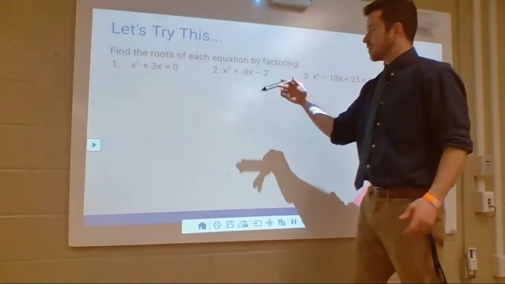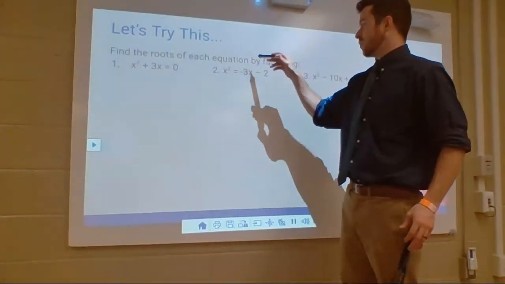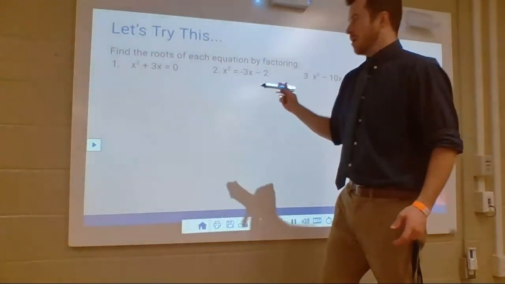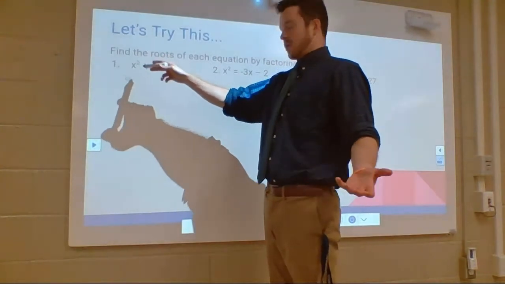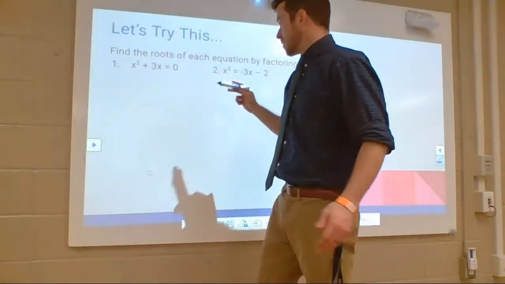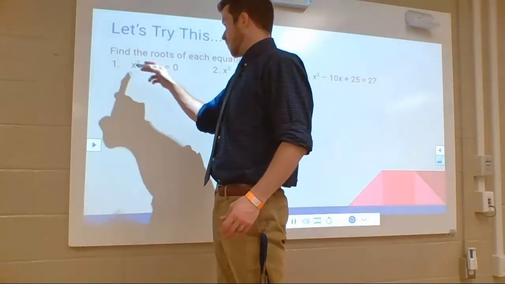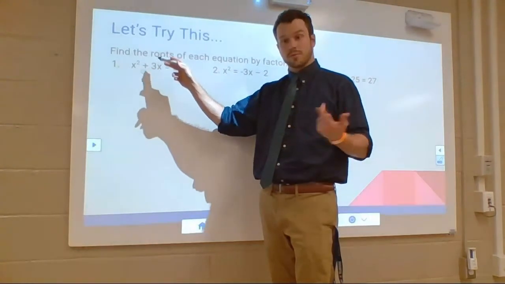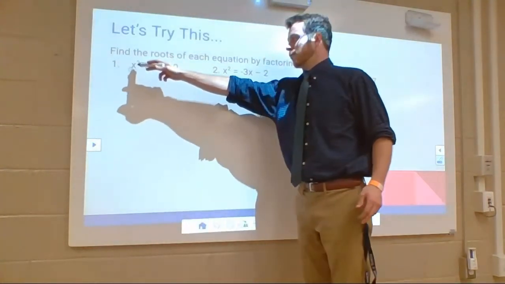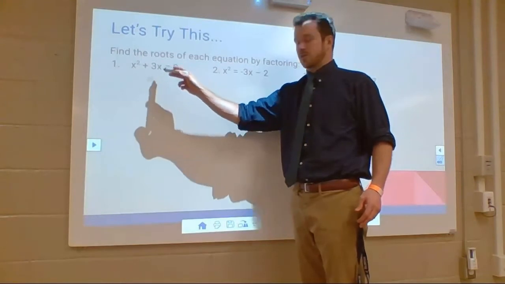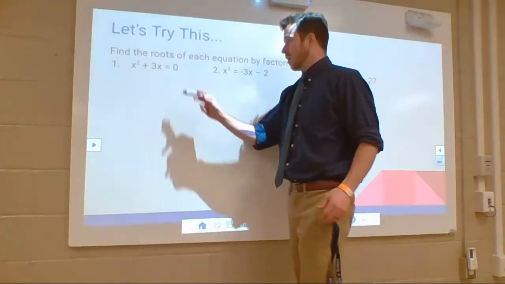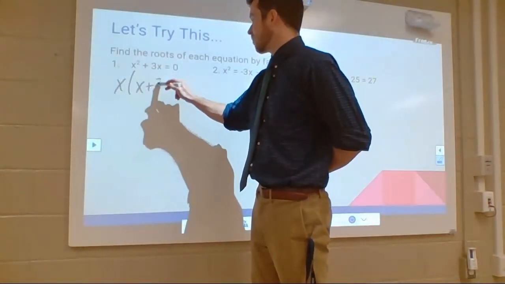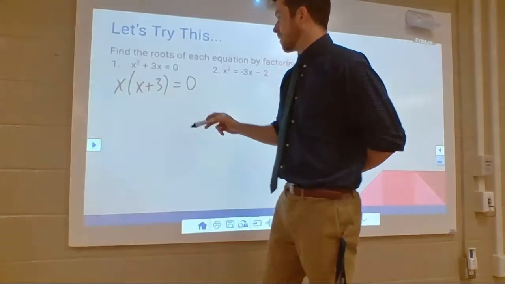Okay, so now let's try these problems. We want to find the roots of each equation or the solutions of each equation by factoring. So we're just trying to solve for x just like we were in the last problems. But I can see that I can factor from this binomial. Binomial meaning two terms. Okay, so from the x squared and the 3x, I can factor out a greatest common factor of x. So I get x times x plus 3 equals 0.